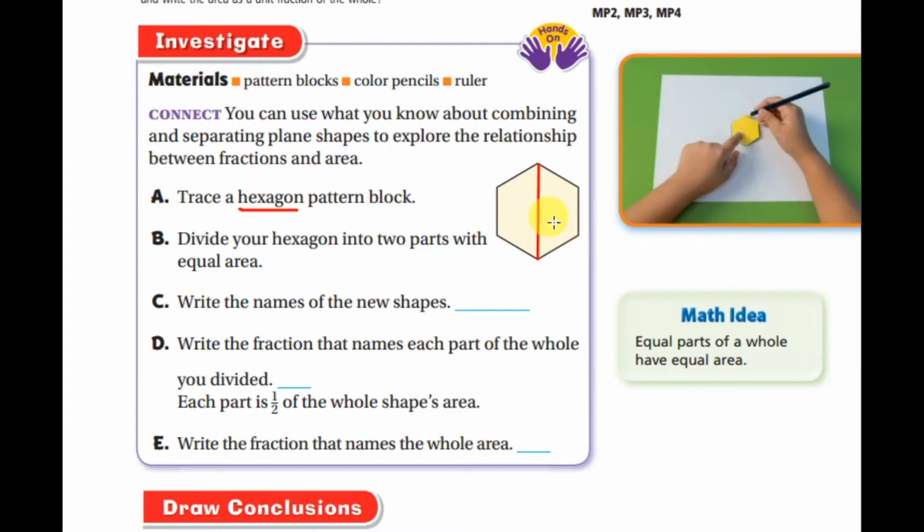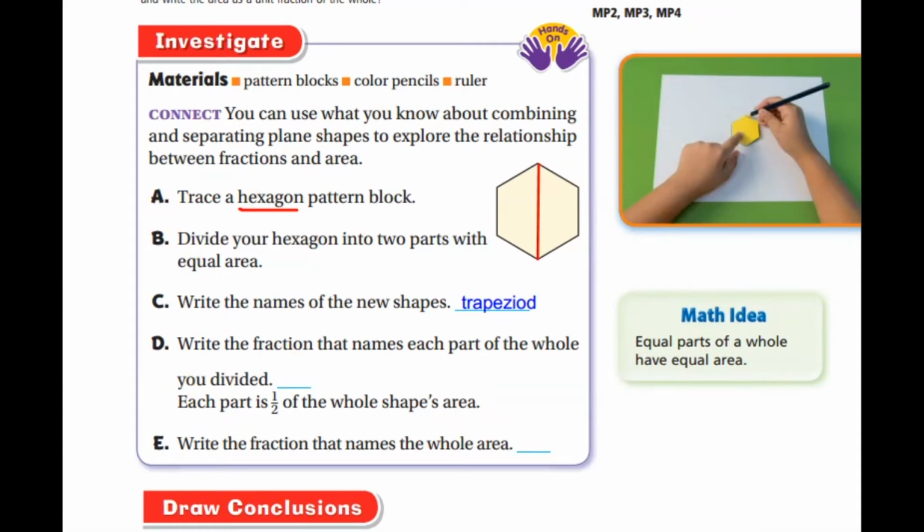So this means the 2 areas are similar, or the 2 shapes are exactly the same, meaning they have the same area. Now, what is the name of each shape separately? This shape is called, if you say trapezoid, you are right. Why? Because a trapezoid has 1 pair of parallel sides. So this is called a trapezoid. Write the fraction that names each part of the whole you divided.